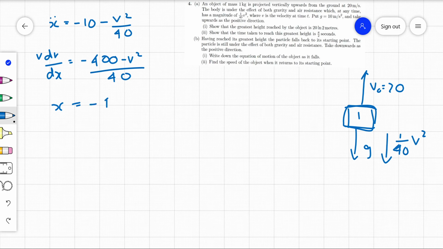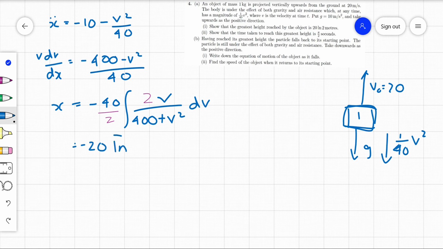So let's put that minus 40 at the front, and we've got 400 plus v squared dv here, and we're going to have a v up here as well. So you can see we're going to need a 2 to make the log work, and so I'll divide that by 2 as well. So we've got a minus 20, we've got a log of 400 plus v squared, and if you want to make a definite integral, our velocity started at 20 and we're going all the way up until 0.